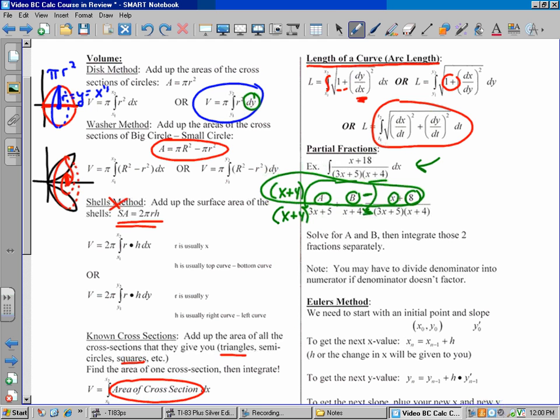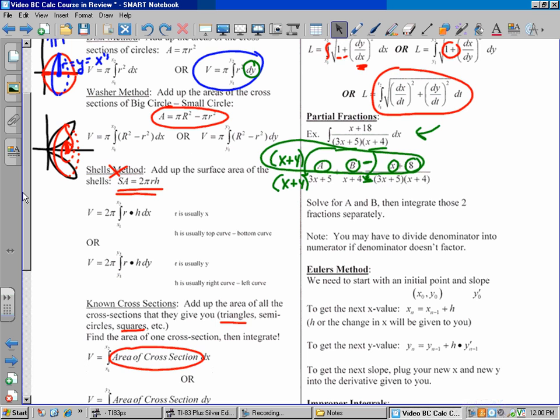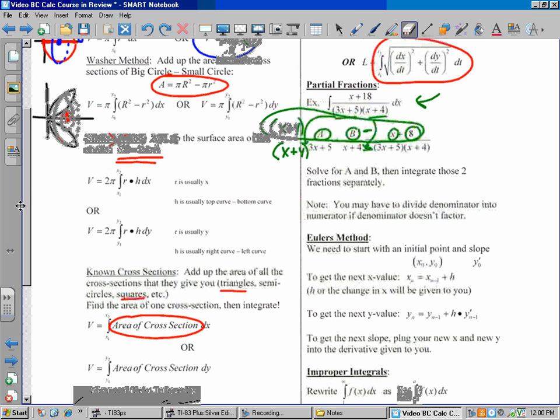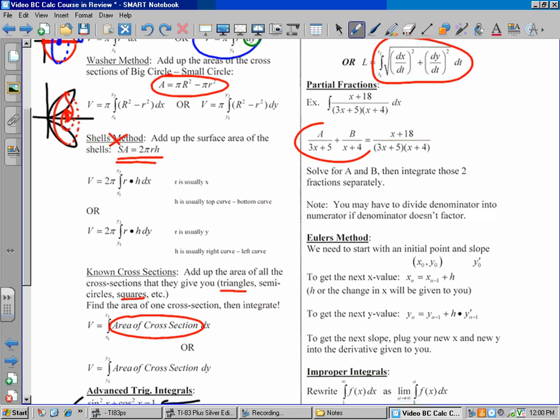And then we would solve those equations simultaneously to figure out what A was and what B was. And once we found what A and B were, we would come back to this piece right here, and then we would integrate them separately. Integrate this with respect to x with A as a number, and integrate this with respect to x with B as a number.